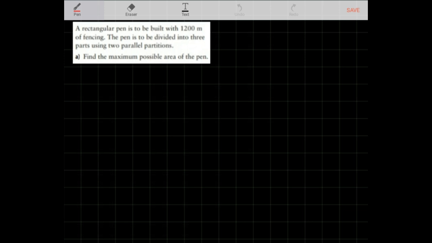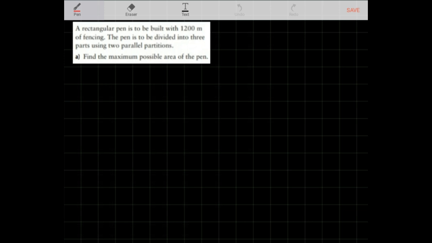All right, let's take a look at another derivative application of optimization. A rectangular pen is to be built with 1,200 meters of fencing. The pen is to be divided into 3 parts using 2 parallel partitions. Find the maximum possible area of the pen.